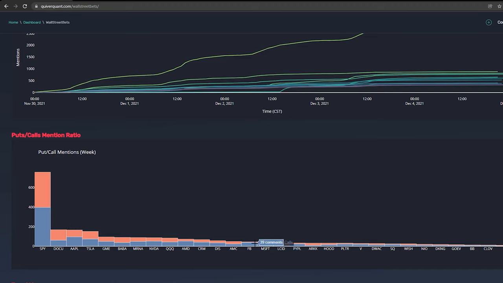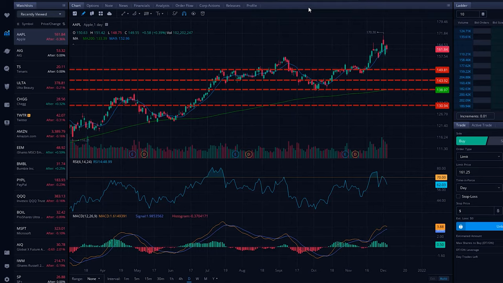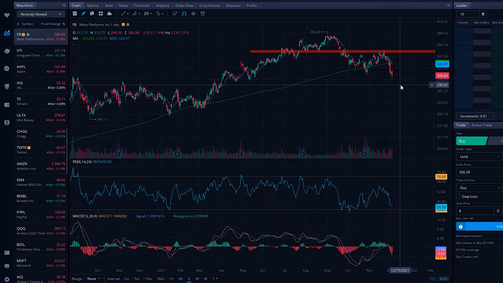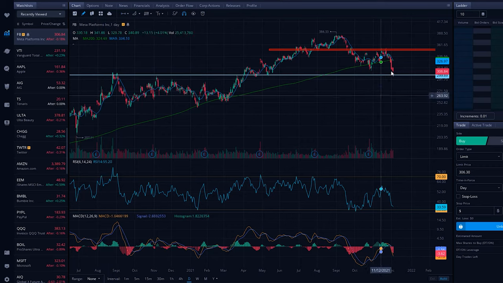Facebook is actually on the list here, where I see it has the highest ratio of people looking at calls to puts. So let's look at Facebook, ticker symbol FB, which is actually Meta Platforms now. So it looks like Facebook has been selling off. I'm not sure if they're mentioning a lot of calls because Facebook is at this area of support now. So let me draw that out so you guys could kind of see. I'm not sure if people on Wall Street Bets are mentioning that this is a good time to buy because we're at this area over here of support.